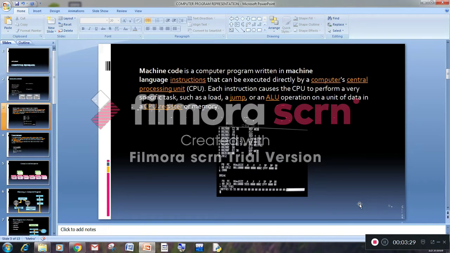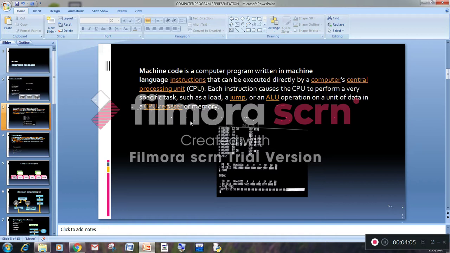Next we are discussing the languages. Machine language. Machine language is a low-level language that can't be understood by human beings, and it's a machine-dependent language. A computer program written in machine language consists of instructions that can be executed directly by a computer's central processing unit. Each instruction causes the CPU to perform a very specific task, such as a load, a jump, or an ALU operation on a unit of data in a CPU register or memory.